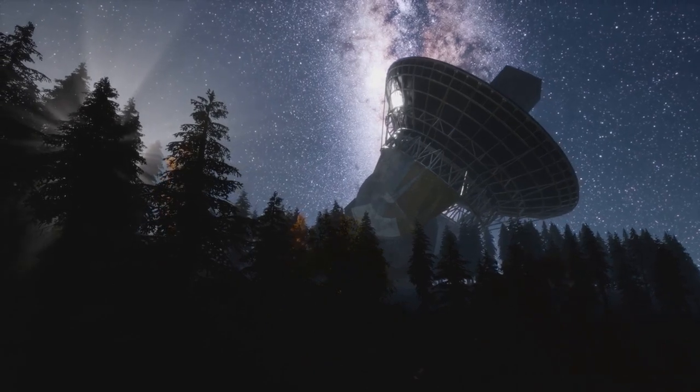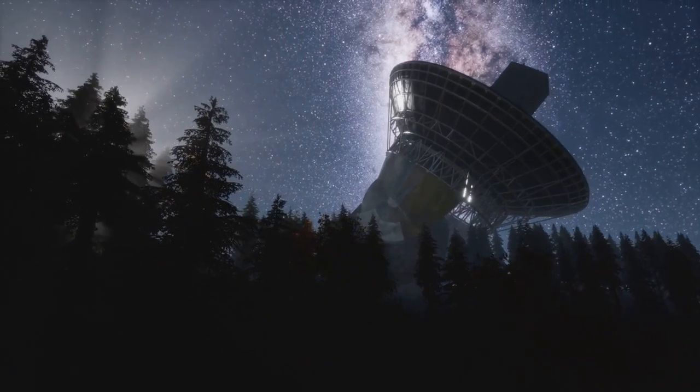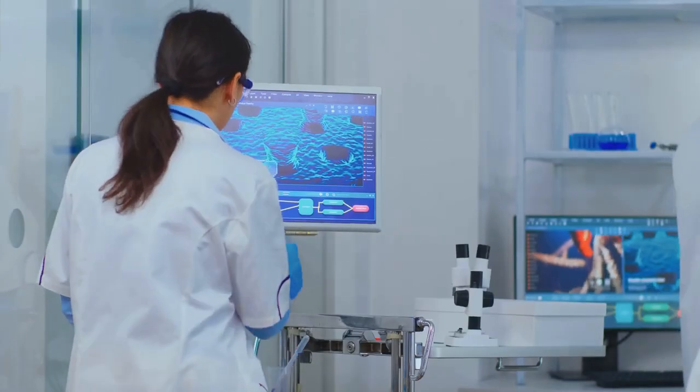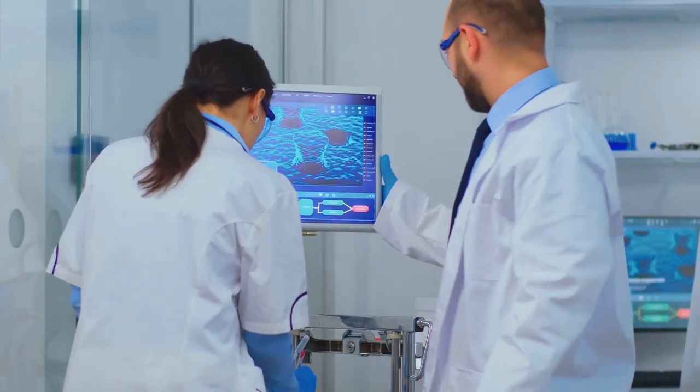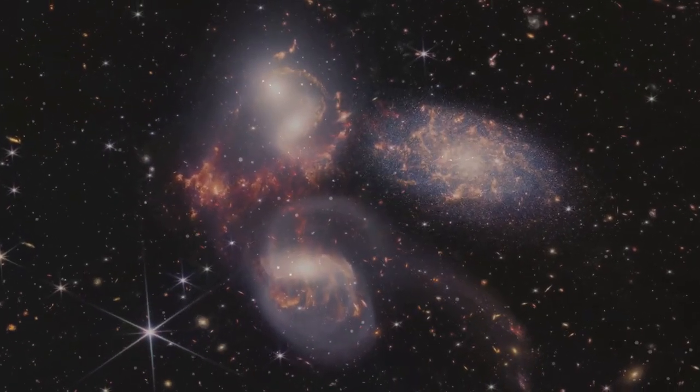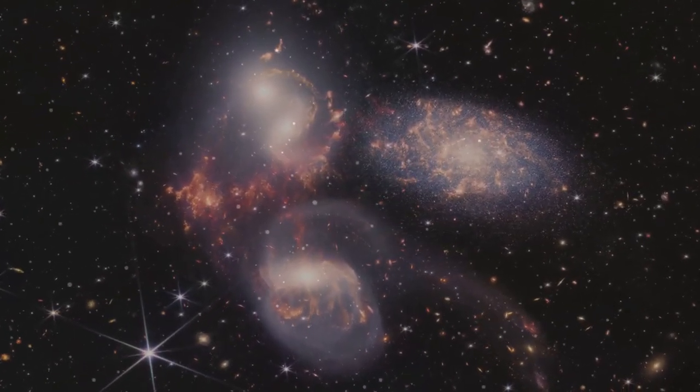Section 1. A new window into the cosmos. Groundbreaking discoveries with gravitational waves. Detecting gravitational waves is like gaining a new sense. These detectors reveal phenomena hidden from view. Gravitational wave astronomy has transformed our understanding of black holes and neutron stars.